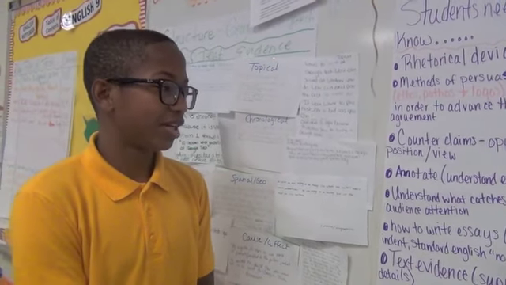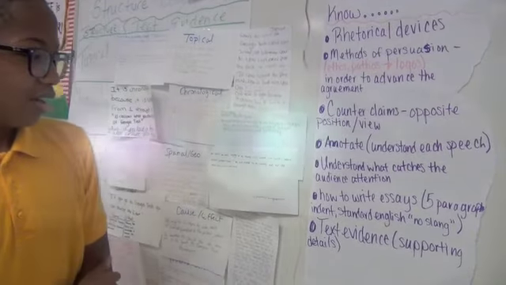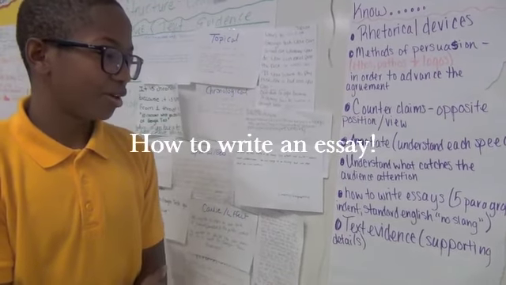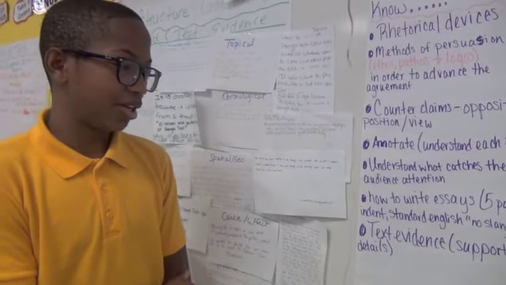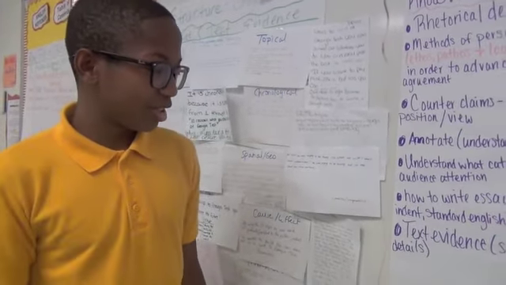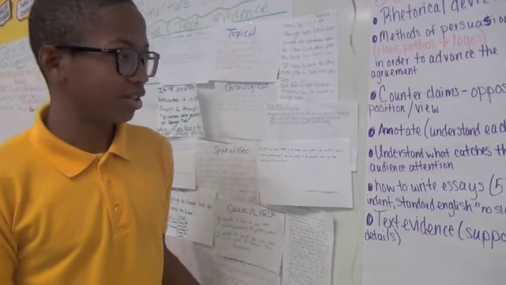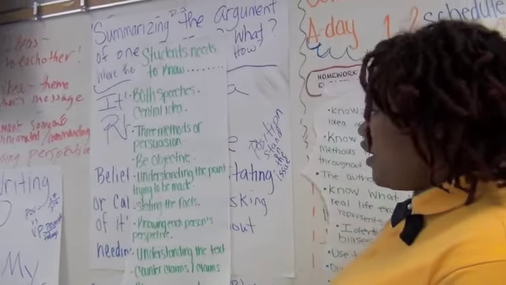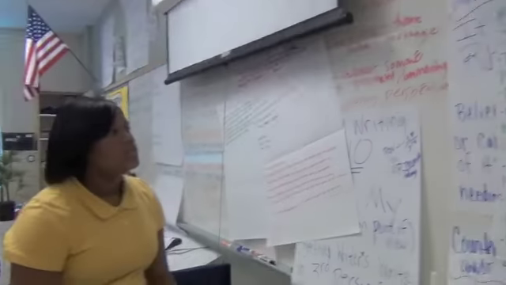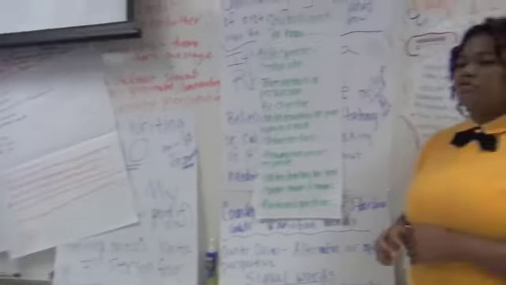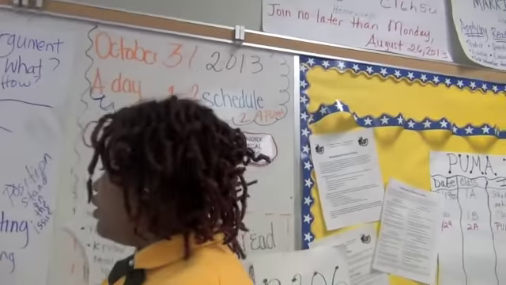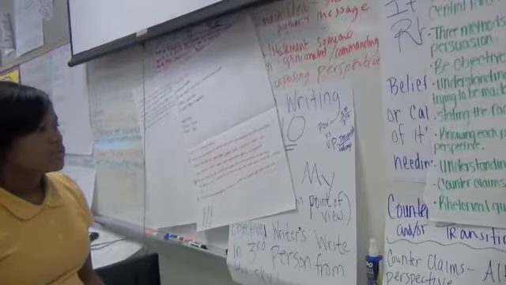Students also have to annotate the text and understand the speech. Students need to know how to write essays. Essays contain 5 paragraphs, indent, and standard English. Students need to also use text evidence in their essay. Know both speeches and the central idea. 3 methods of persuasion. Be objective. Understand the point trying to be made. Stating the facts. Knowing each person's perspective. Understanding the text. Counterclaims and claims. Rhetorical questions.